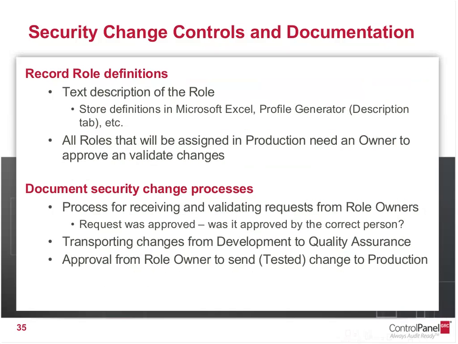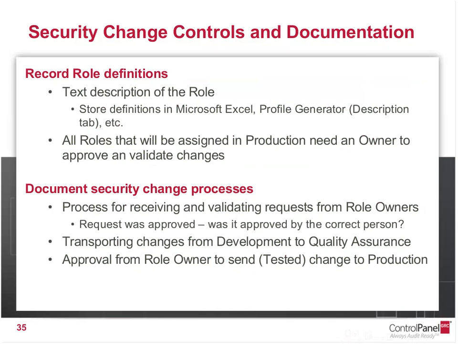We recommend recording role definitions, so just a text description of each role. So you might do this in Excel or use the profile generator where you've got that description tab. But if you're able to put a definition, you can put some business terms around what the content of a technical role is. So we've got a role for a procurement clerk, and we can put the various tasks that a procurement clerk is intended to do. And then when it's time to request access or recertify that the appropriate people have access to these roles, we're able to go back and see what that description was and remember why we built this role, what it was intended for.